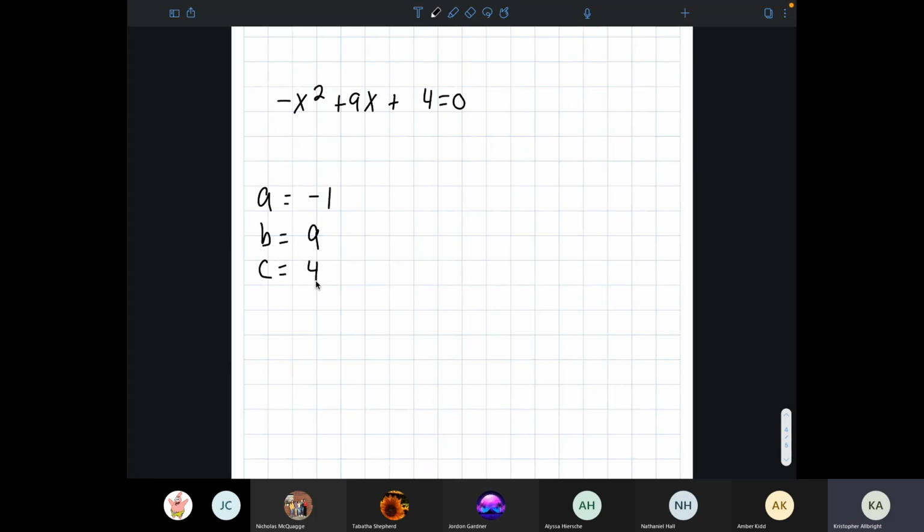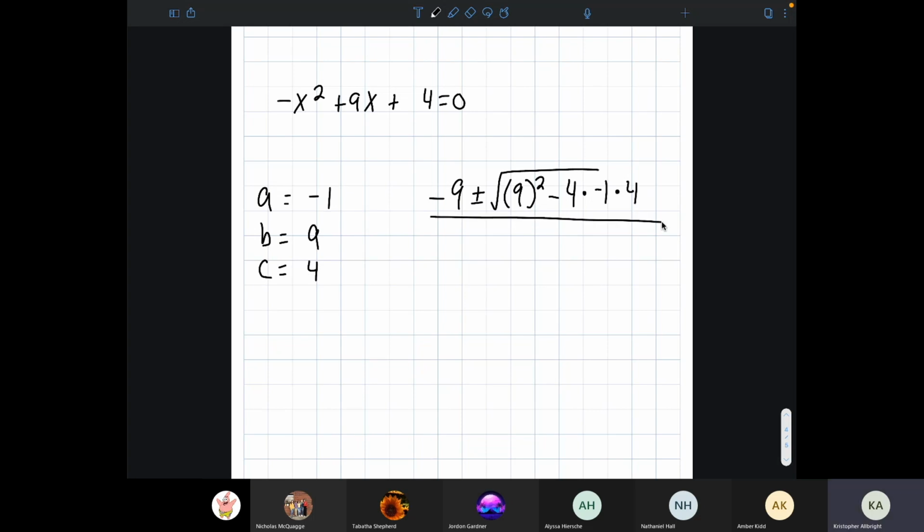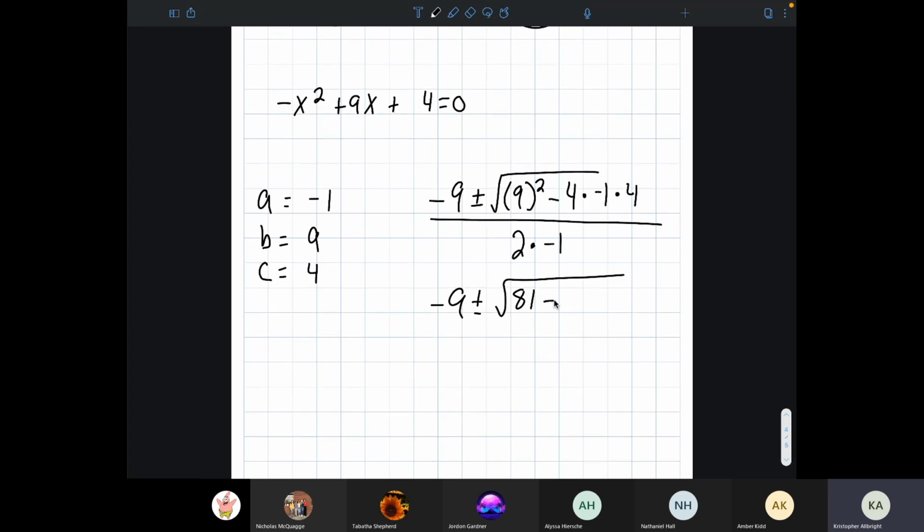So now we plug into our quadratic formula, which is negative b plus minus the square root of 9 squared minus 4 times negative 1 times c, 4ac, over 2 times a. And now we just go to working it down. So we have negative 9 plus minus the square root of 81 minus, looks like plus 16 over negative 2. So 81 plus 16.